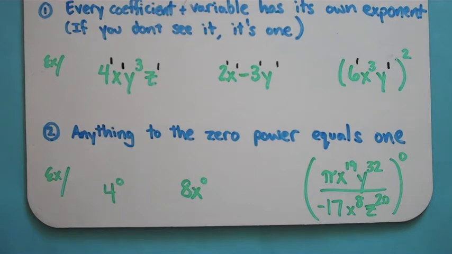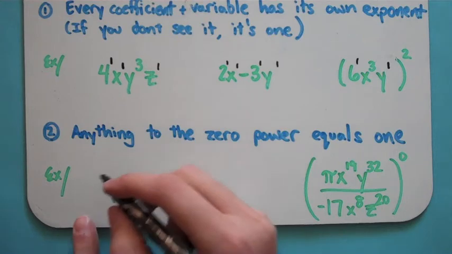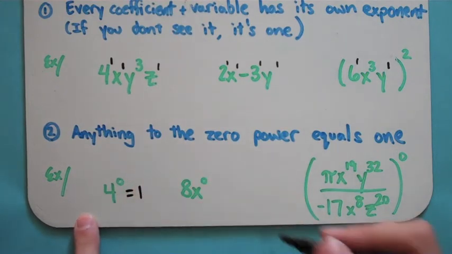This rule actually makes complicated problems a lot simpler just by realizing it. In a later video, I'll probably explain why that rule works, but for now, we'll just kind of take it on faith here. So 4 to the 0 power, like I just said, is equal to 1.